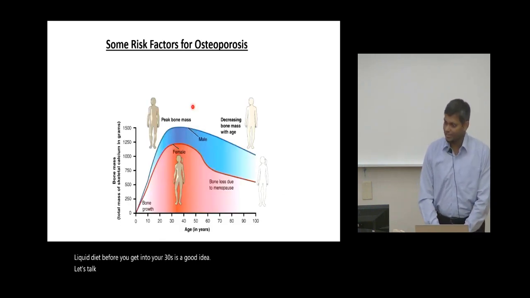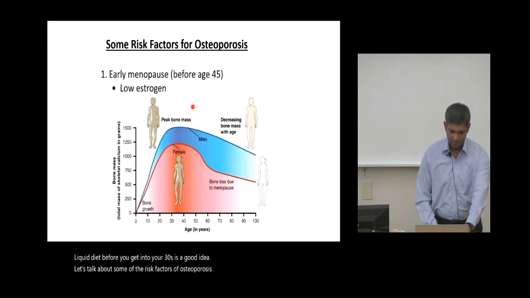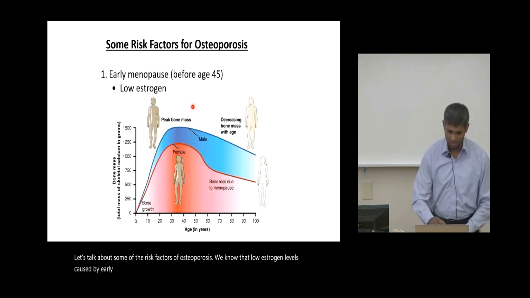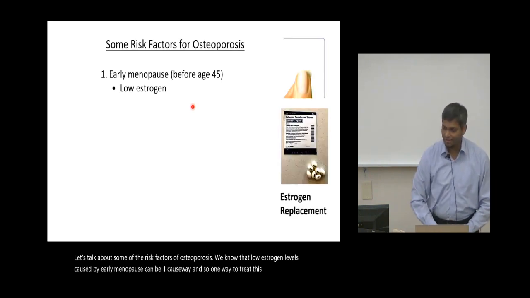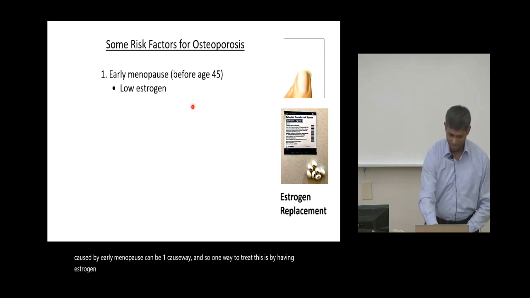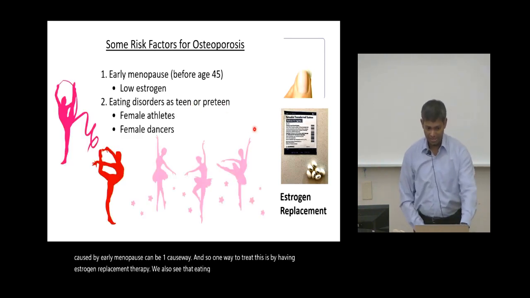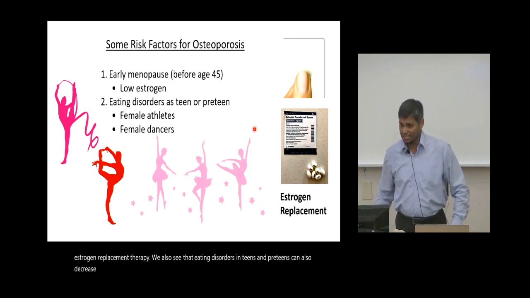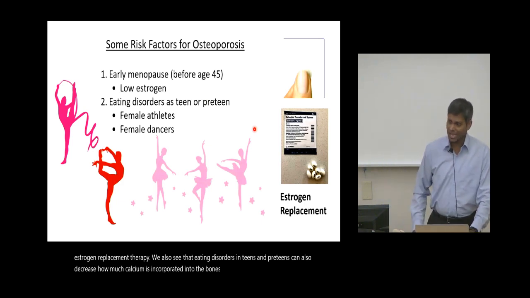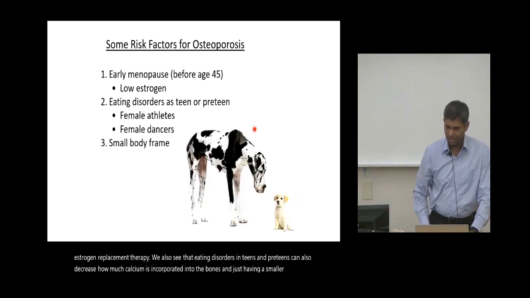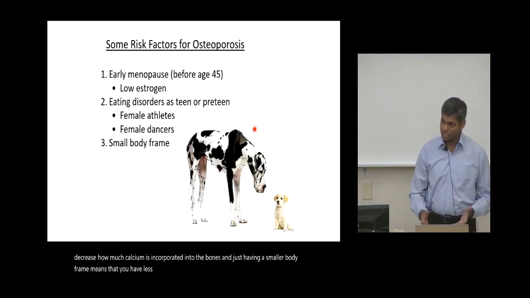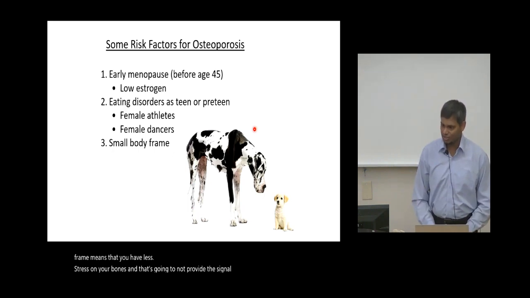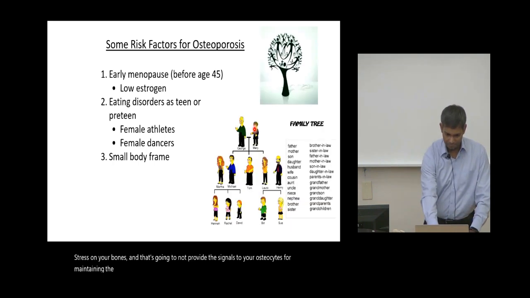Let's talk about some of the risk factors of osteoporosis. We know that low estrogen levels caused by early menopause can be one cause. And so one way to treat this is by having estrogen replacement therapy. We also see that eating disorders in teens and preteens can also decrease how much calcium is incorporated into the bones. And just having a smaller body frame means that you have less stress on your bones, and that's going to not provide the signals to your osteocytes for maintaining the bone density.